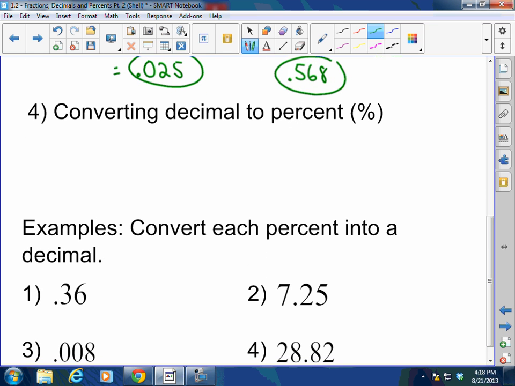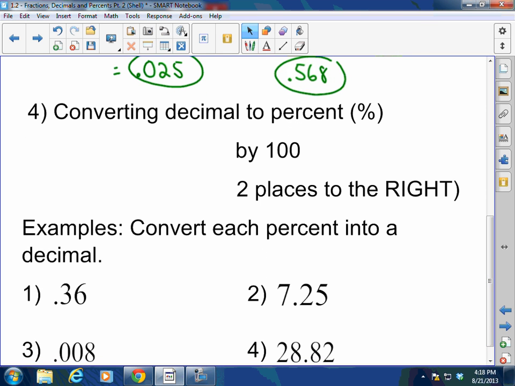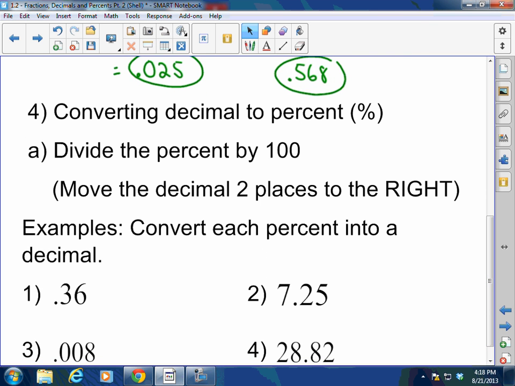The opposite, converting decimal to percent. In this case, you're going to divide the decimal, sorry, my mistake, not the percent, by 100. Or you could simply move the decimal 2 places to the right.